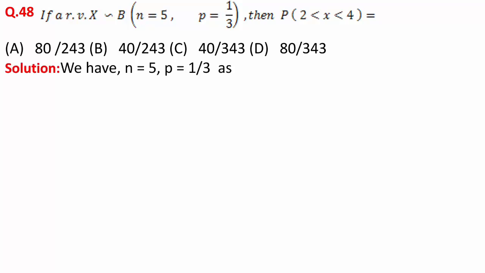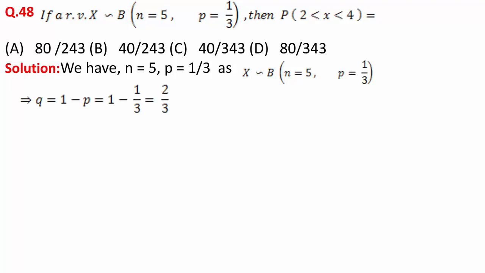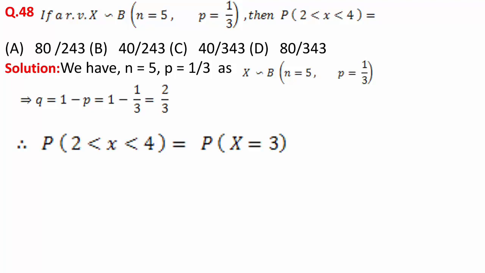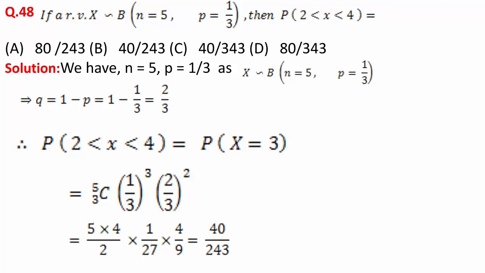Solution. We have n equal to 5, p equal to 1 by 3. As x is a binomial variable with n equal to 5 and p equal to 1 by 3, this implies that q equal to 1 minus p, that is q equal to 2 by 3. Therefore, probability of 2 less than x less than 4 is nothing but probability at x equal to 3, which is 5C3 into (1 by 3) cube into (2 by 3) square, which is nothing but 5 into 4 by 2 into 1 by 27 into 4 by 9, that is 40 by 243, and hence correct option is B.